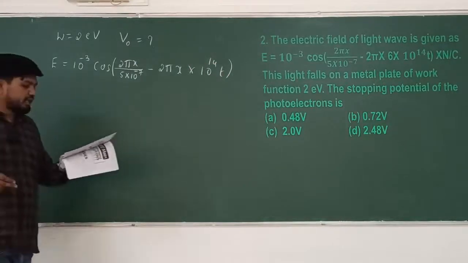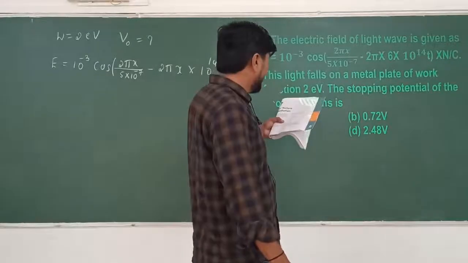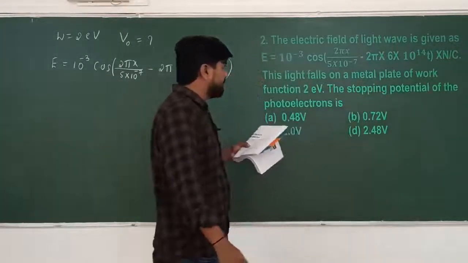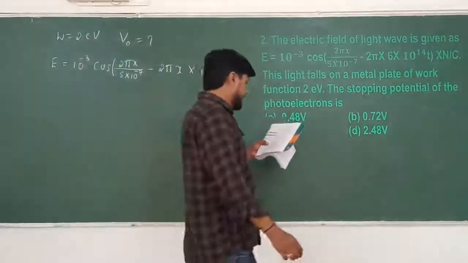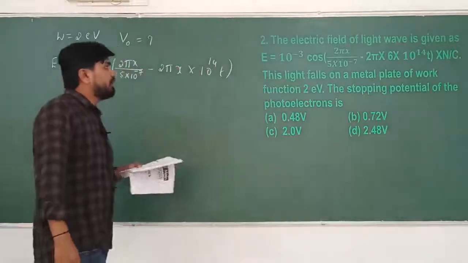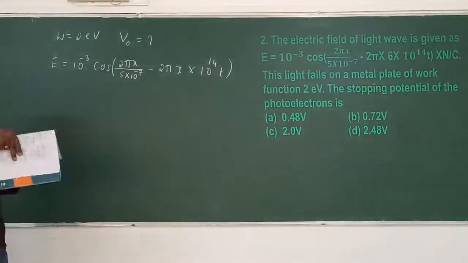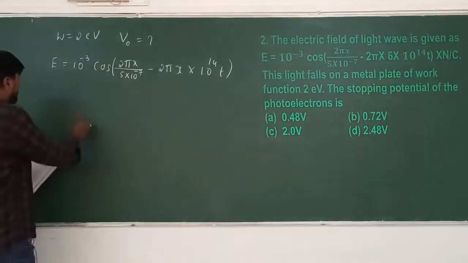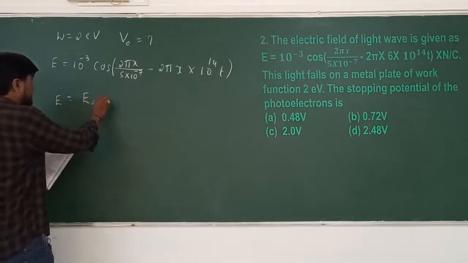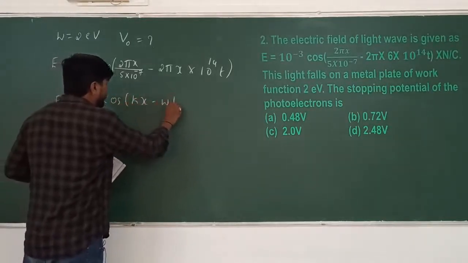So 2 pi x whole divided by 5 into 10 power minus 7, minus 2 pi into 6 into 10 raised to plus 14 t. So that equation is compared with the standard equation: E is equal to E naught into cos of (kx minus omega t).